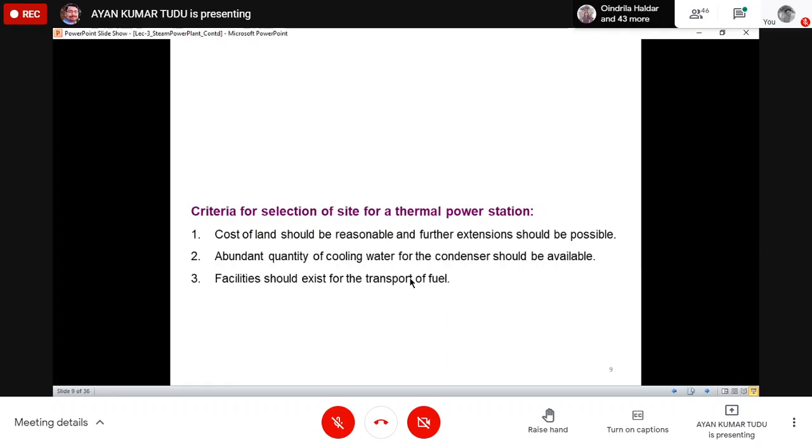Facilities should exist for the transport of fuel, so that all the railway lines and all the roads should be easily accessible towards this thermal power plant site. Okay, and we all know that if the thermal power plant is near a load center, so if the station is located near the center of distribution, then the distribution costs will be very low. Okay, the distribution costs will be very low.